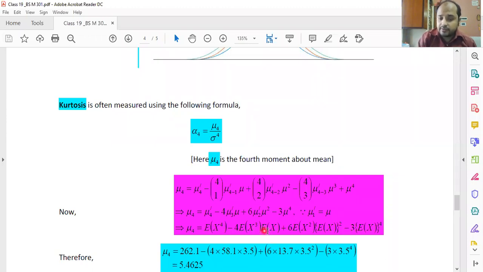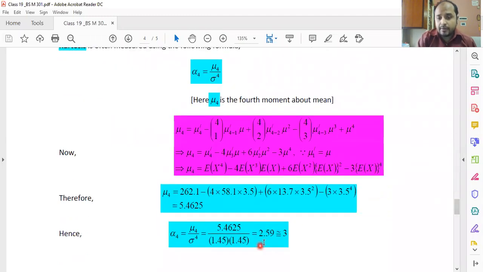After calculating each of these sections, I have substituted the values over here, and alpha 4 came out to have the value 2.59. 2.59 is approximately equal to 3. Now I have used one of the concepts of numerical analysis here. Since 2.59 is approximately equal to 3, I have rounded it off. But if you think about the difference, 3 minus 2.59, how much? The difference is 0.41. The 0.41 difference should be counted.